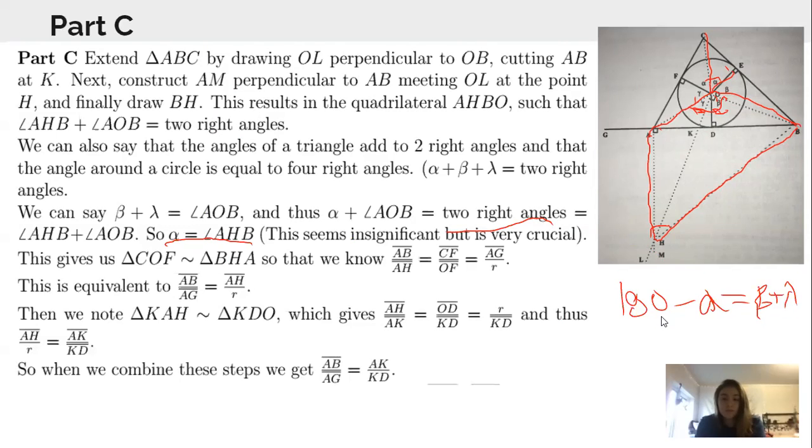Okay. So this gives us that because this angle is the same right here, we can say that triangle COF is similar to triangle KOD. So this triangle right here. So those two are similar. There's a right angle right here. So these are similar.